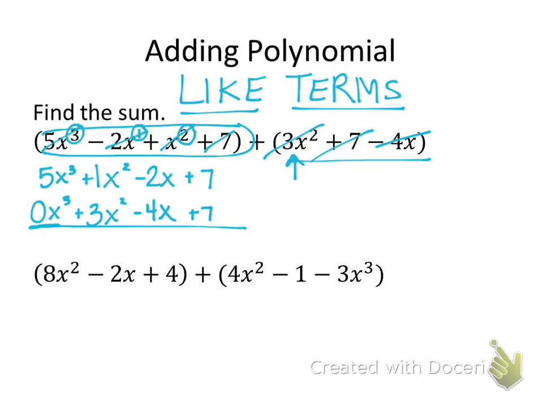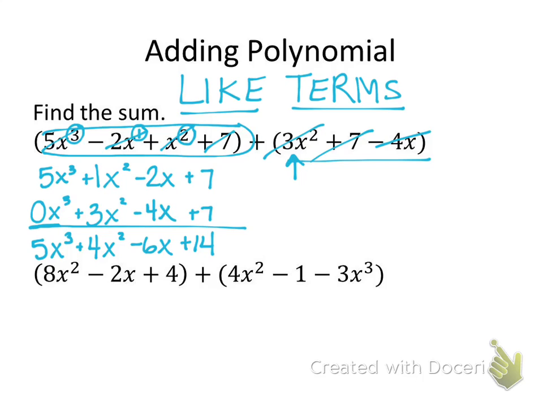Okay? There's nothing there. So now I just add it. 5 plus 0 is 5. Now, when I'm adding like terms, do I make this x to the 6th power or do I keep it x to the 3rd? Keep it x to the 3rd. Okay, I want to keep it x to the 3rd power. All right, now 1 plus 3 is 4. Again, keep it x squared. Negative 2 plus negative 4 is negative 6. Keep it x. 7 plus 7 is 14.